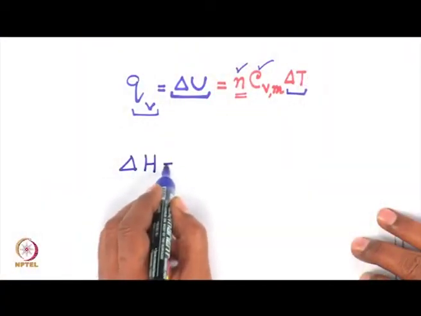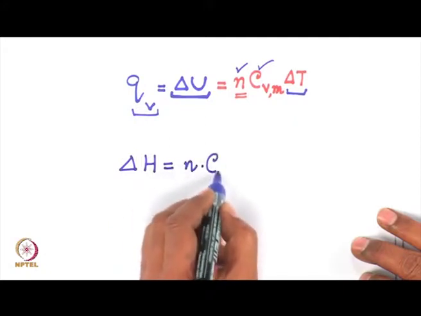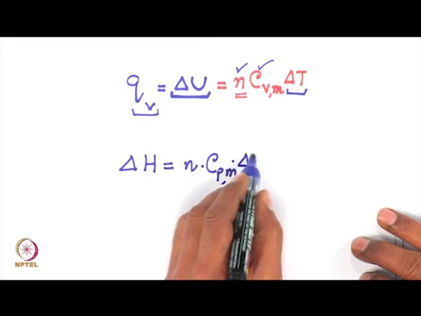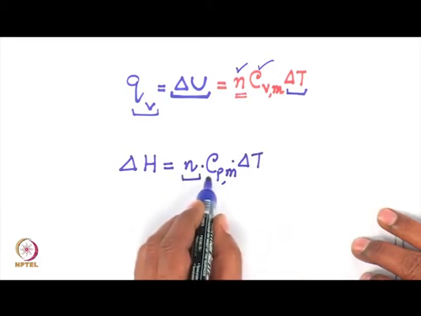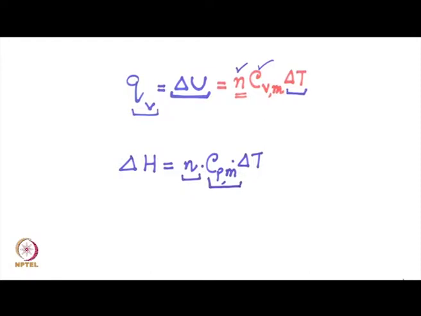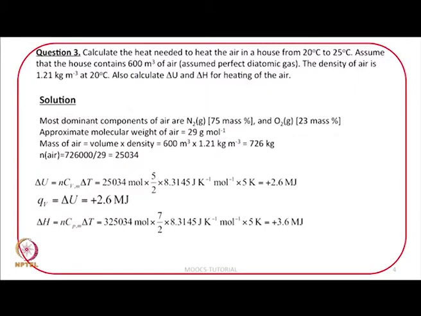Next is to calculate delta H, and it can be calculated in the same way as we calculated earlier, that delta H can be calculated from N into CPM into delta T. Now, we have the value of N, CPM will be 7 by 2 R, and delta T is the same, that is 5 Kelvin. Let us take a look at the slide. The value of delta H comes out to be 3.6 megajoule.